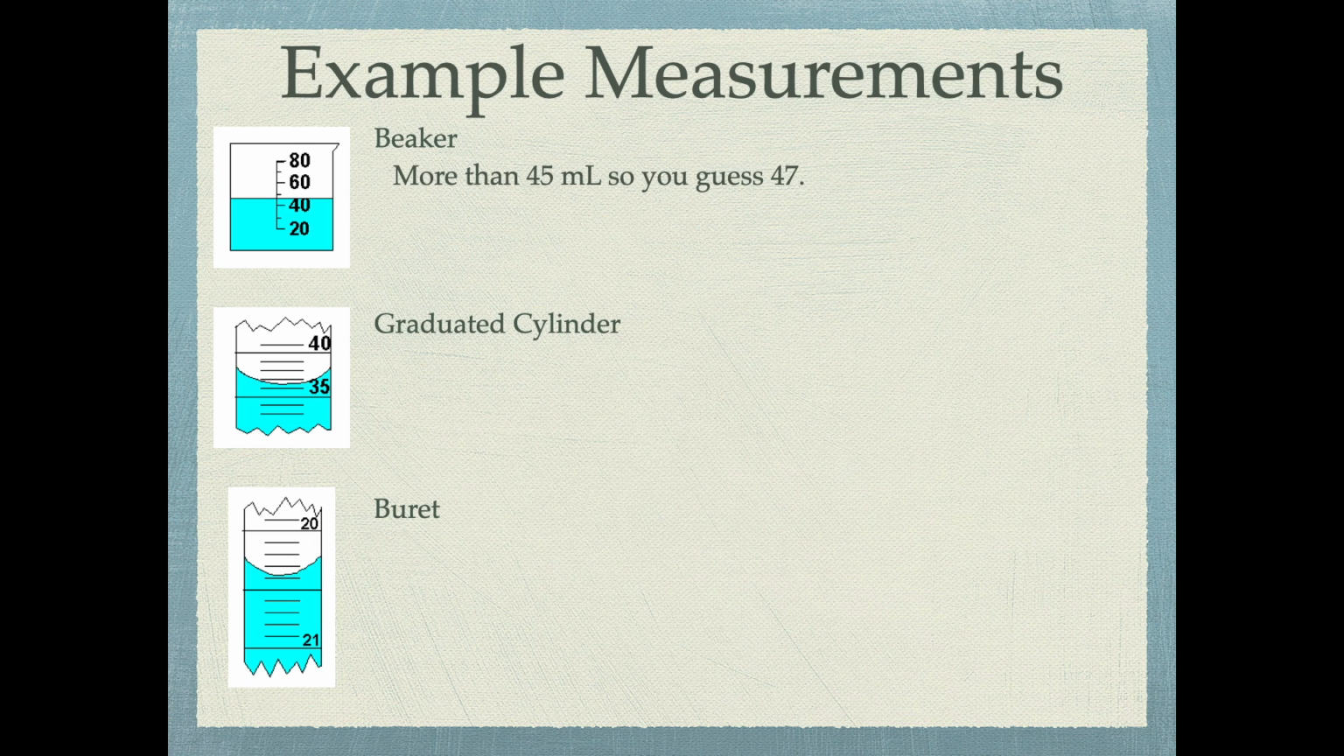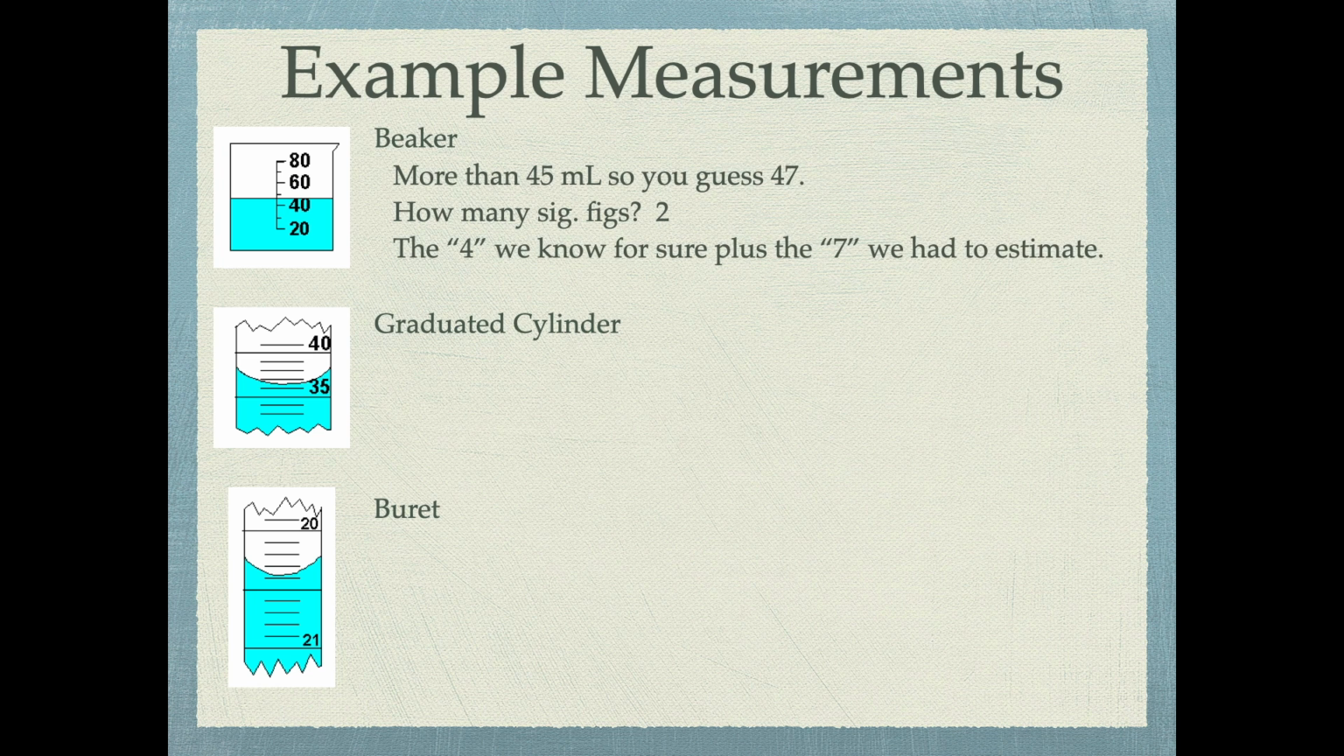So, before I go on, how many sig figs is in 47? There's 2 digits. There's no zeros. It's easy. There's 2, okay? So how do we do that? Well, I just said here, the 4 we know for sure, plus the 7 that we had to estimate. That's 2 digits. So you get 1 estimated digit in every number, every measurement that you make.